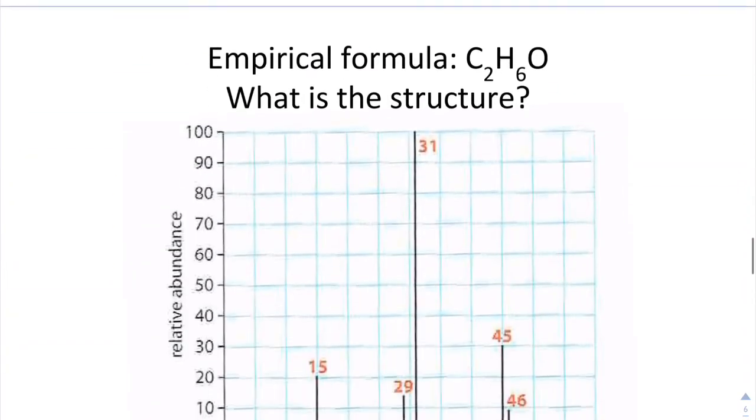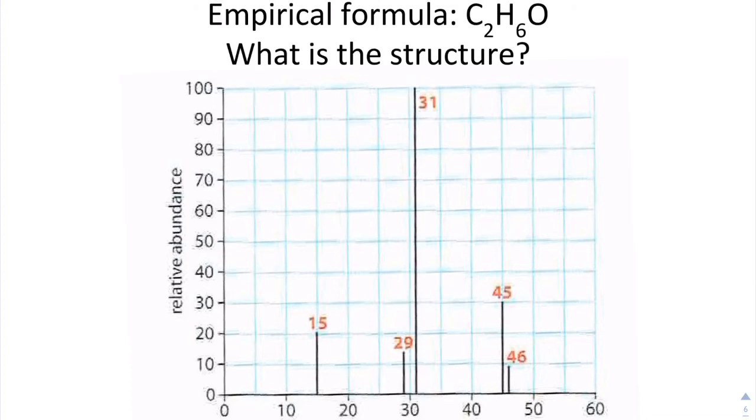Let's try another one. Empirical formula is C2H6O. C2H6O. So when I go to do this, we take a look here, and the biggest peak I see is 46. So this is the real molar mass right there. That's what the real molecule weighs. That's how heavy it truly is.